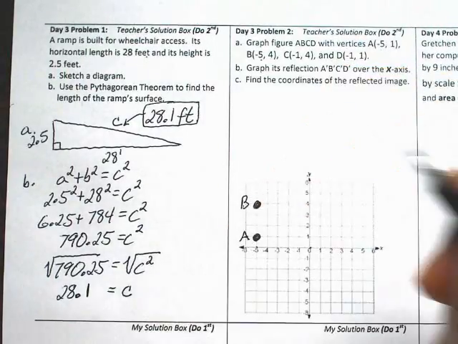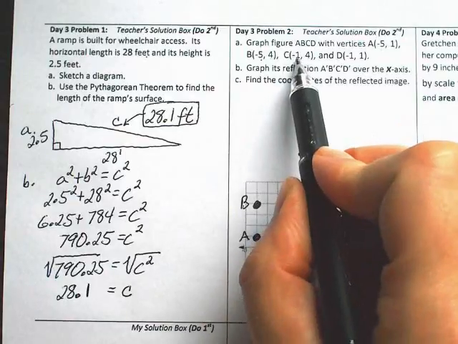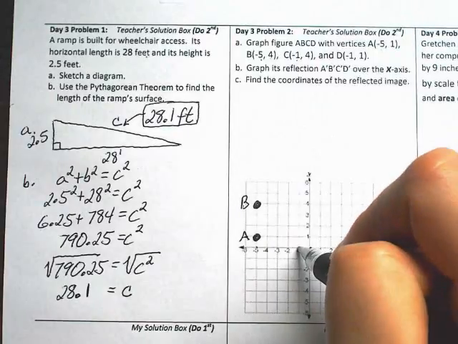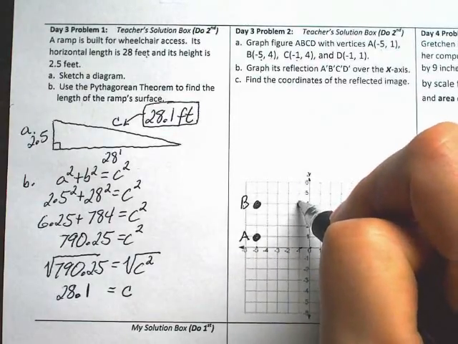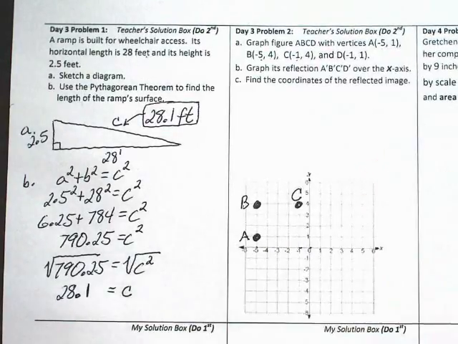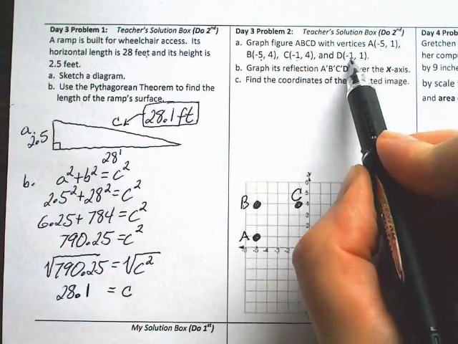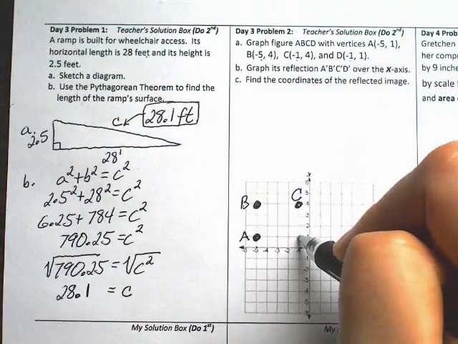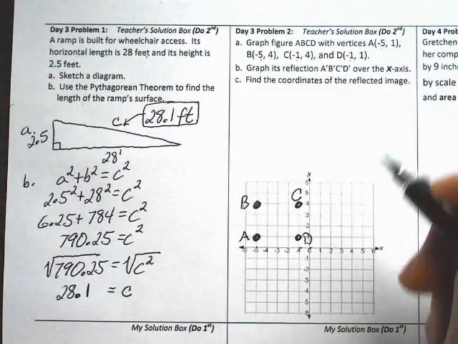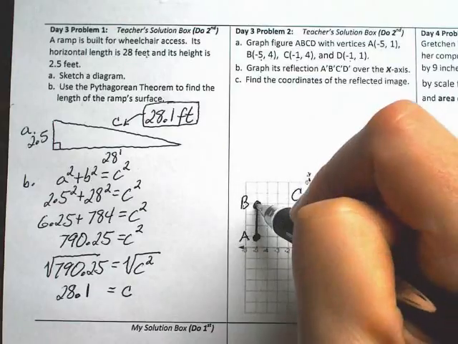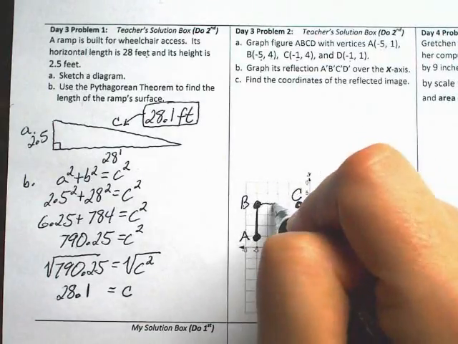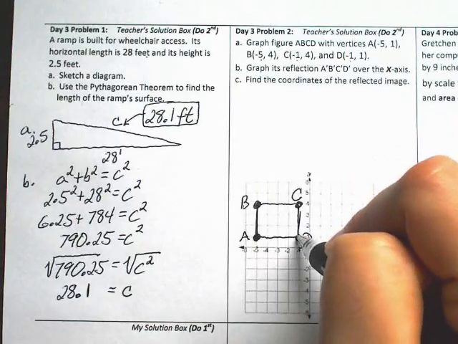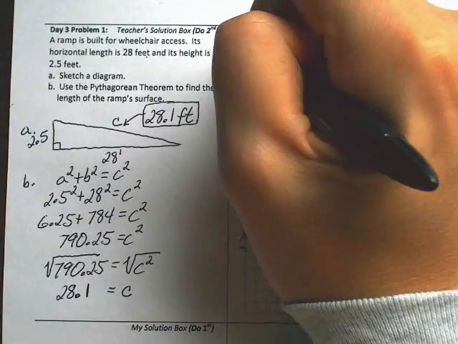Here is point B. Now point C, -1, 4. Here's the origin, left 1, and up to 4. Here's point C. And point D, -1, 1. Left 1, up 1. Here is point D. And so figure ABCD ends up being a rectangle. And that is part A.